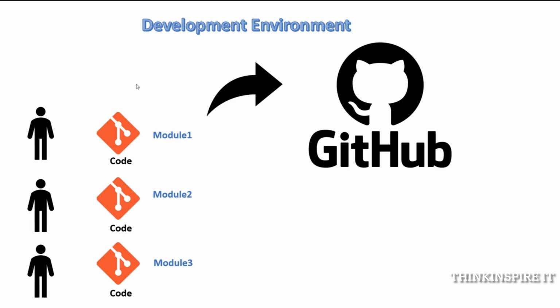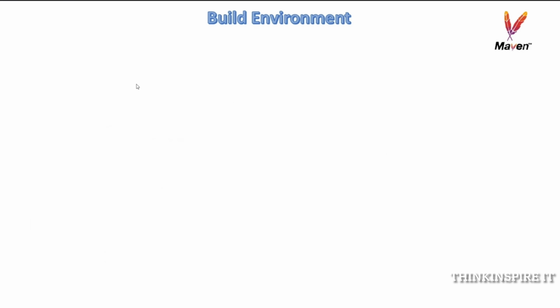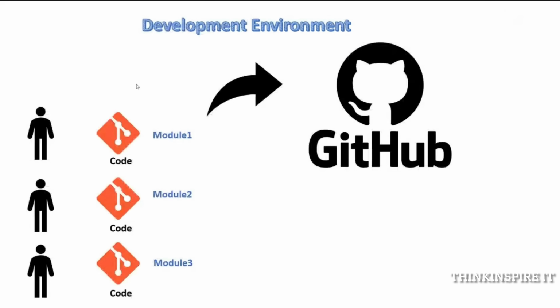They will write their code and push it into GitHub. GitHub is a remote central repository where the code will be pushed by developers. From here, the DevOps engineer will pick it up.